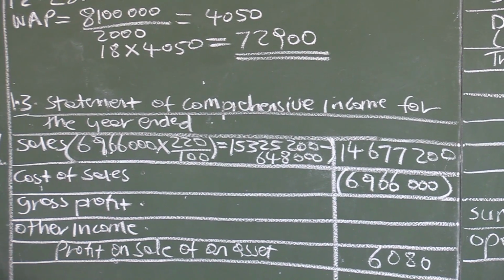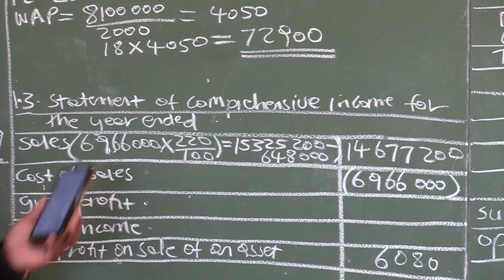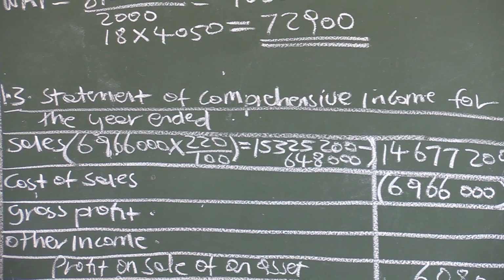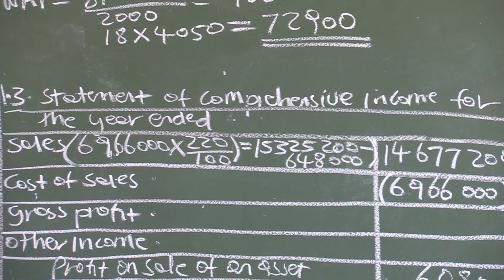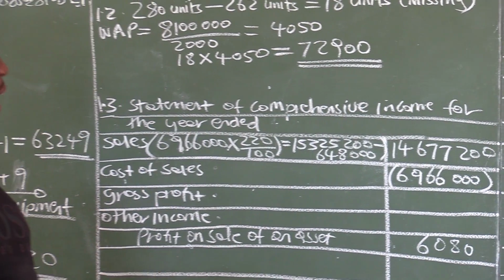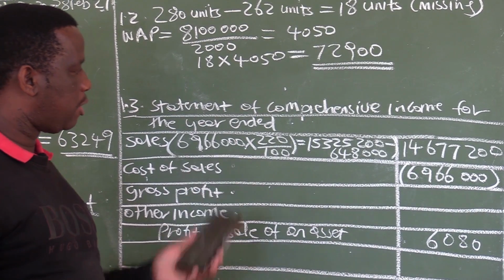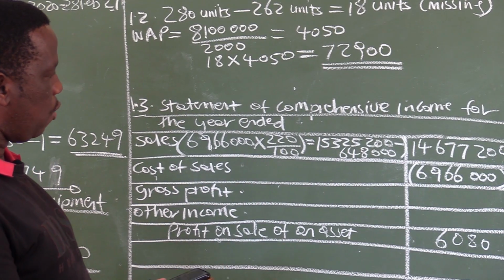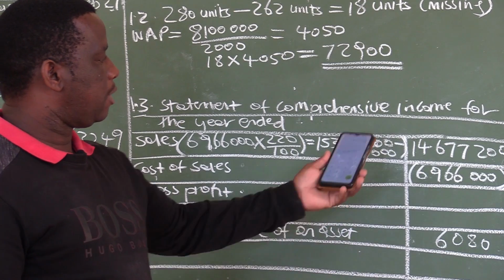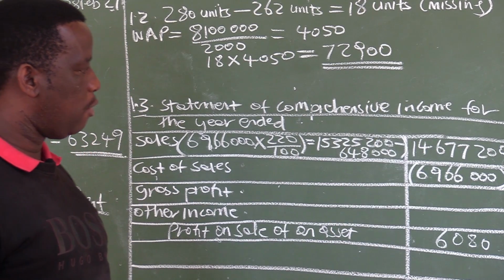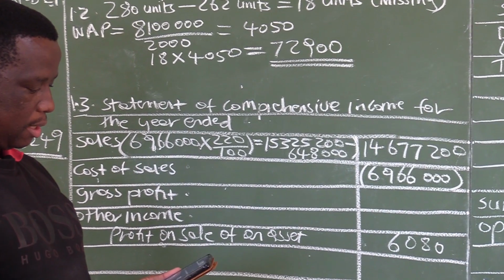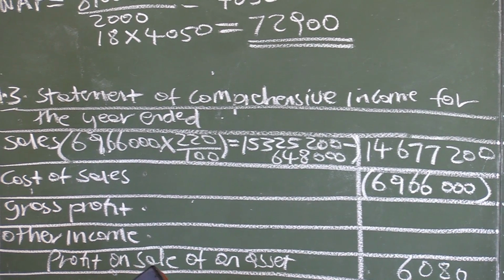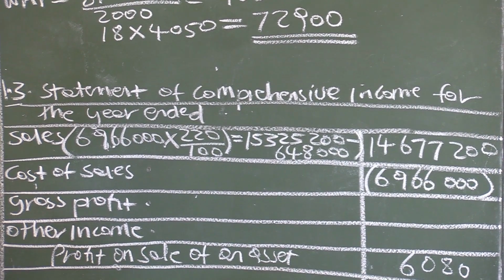The markup percentage is 120, so we take our cost price multiplied by 220. If the markup percentage was 20%, it would have been 120; 60%, it would have been 160. But now it is 120, therefore it is going to be 220 over 100. Then minus the discounts that were granted to special customers. And therefore, the total sales will be 14,677,200.